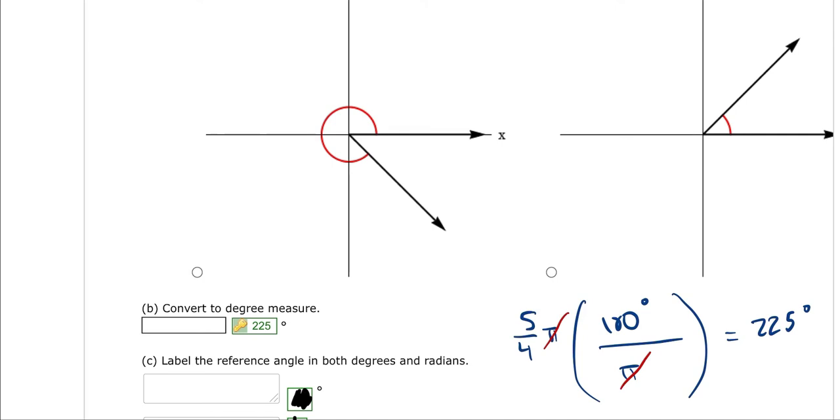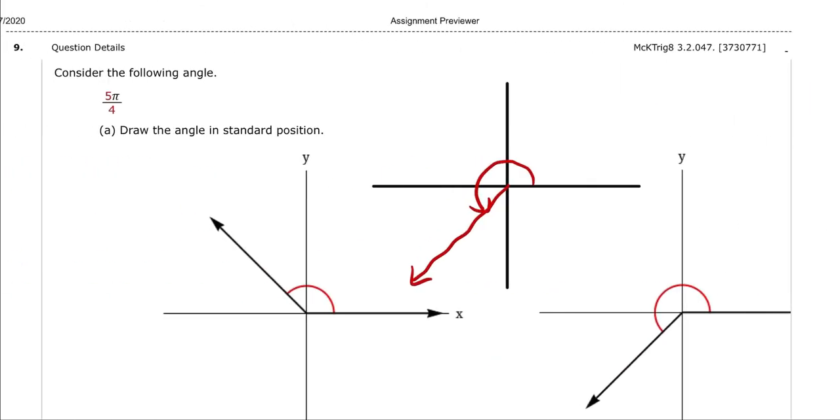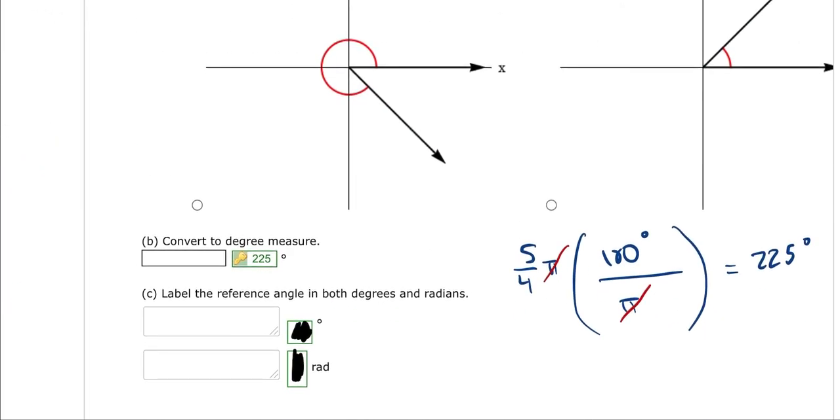Yes. And then label the reference angle in both degrees and radians. All right, so 225 is approximately, well, we said it's over here. So in order to find the reference angle, you would do 225 take away 180, because our reference angle is this one here. This is our reference angle. So you have to subtract these two values, and that's how you get the reference angle. So 225 minus 180 is 45 degrees.